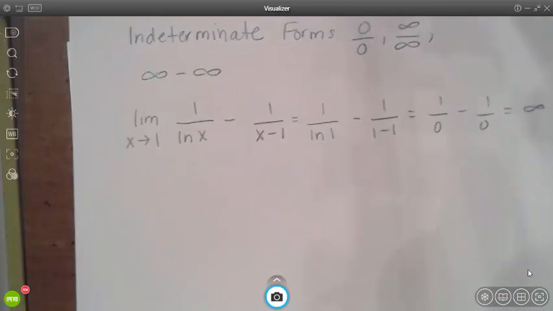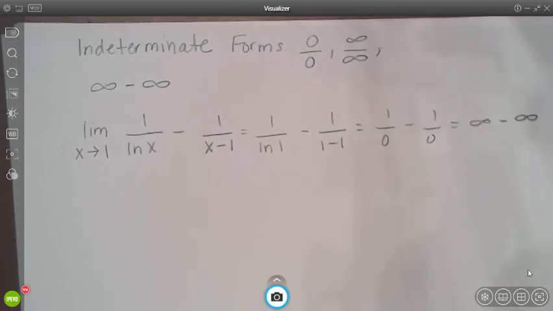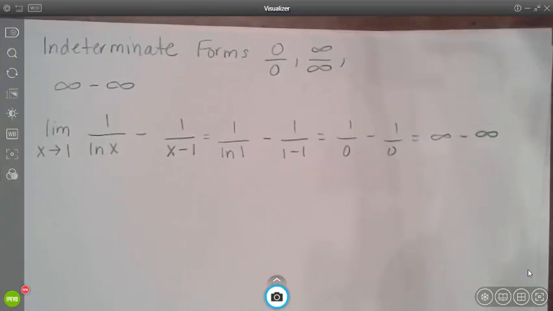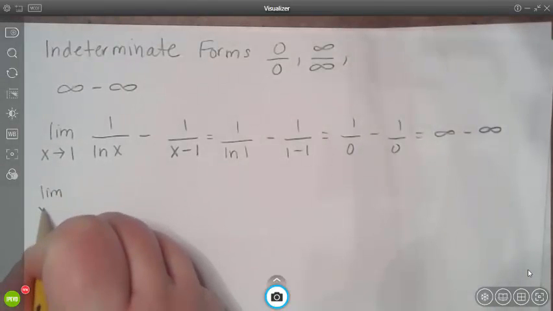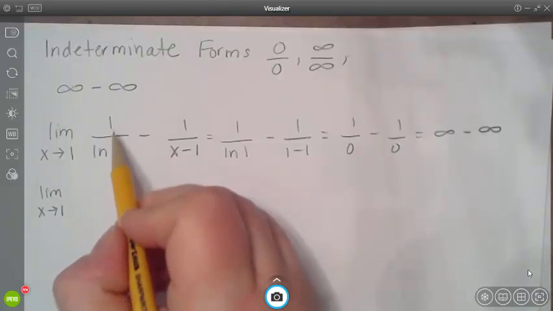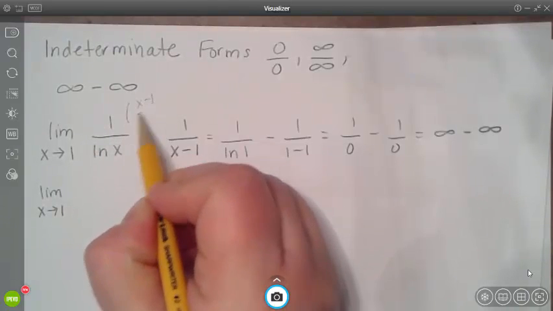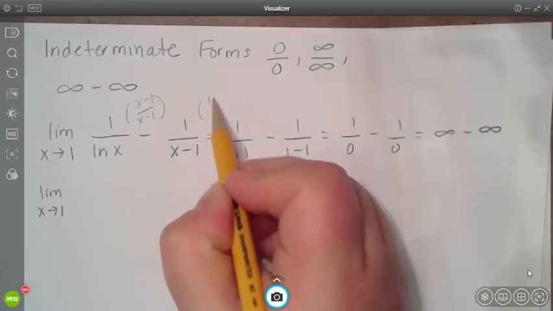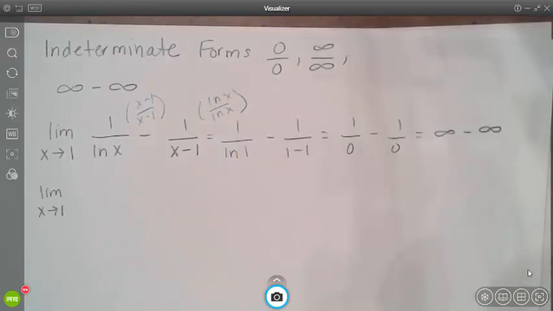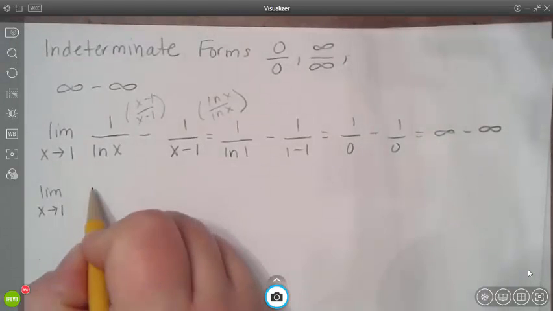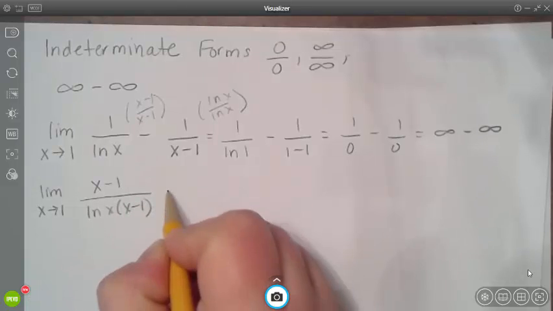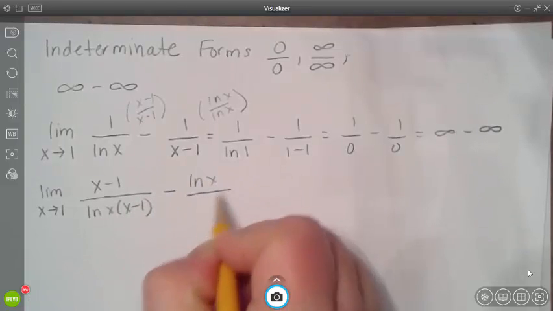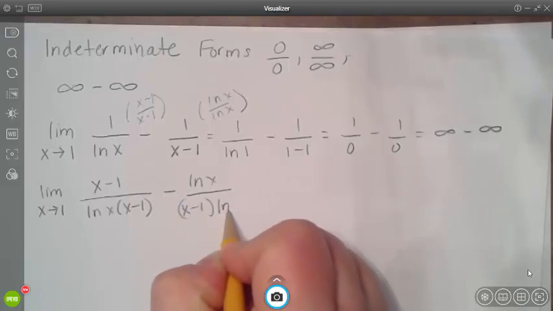So what we need to do is change how this function looks. We don't want to change the value of the function. We just want to change how this function looks. The way we're going to do that is find the common denominator. So I am going to multiply this by x minus 1 over x minus 1, and I'm going to multiply this by the natural log of x over the natural log of x. So I'm going to have x minus 1 over the natural log of x times x minus 1, minus the natural log of x over x minus 1 times the natural log of x.